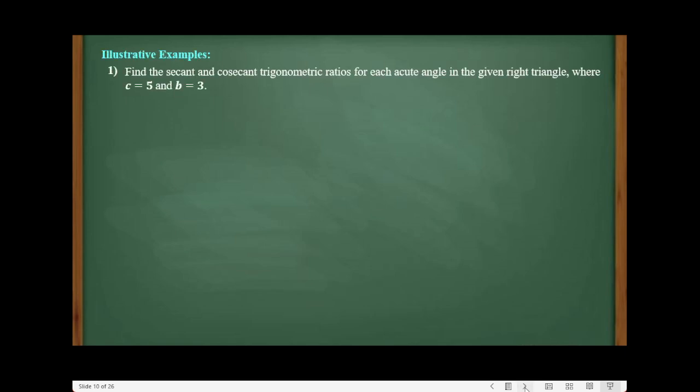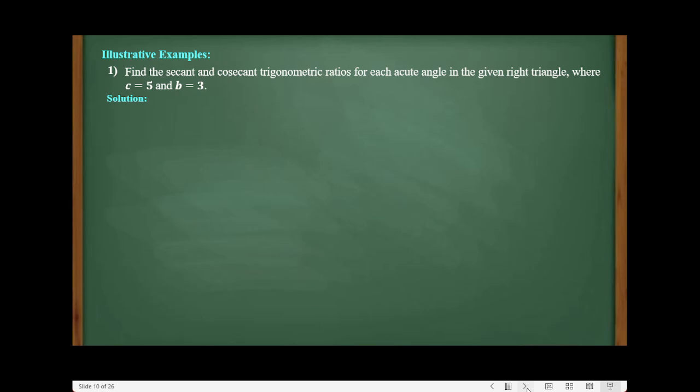Number 1, find the secant and cosecant trigonometric ratios of each acute angle in the given right triangle, where c, which is the symbol for the hypotenuse, has a length of 5, and one leg, denoted by small letter b, has a length of 3.